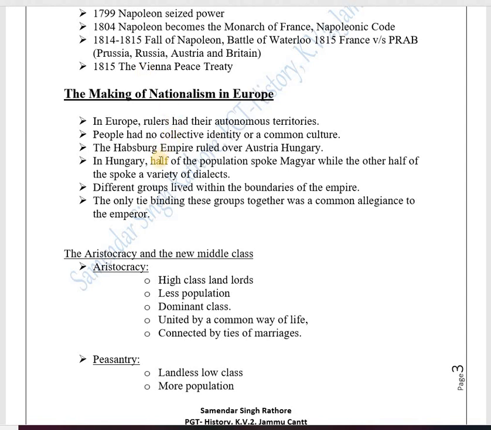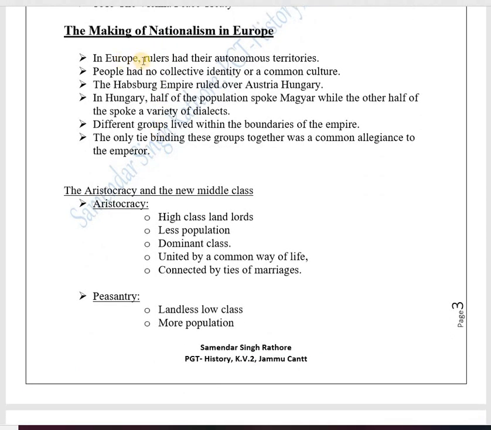Now coming to the notes, first point. In Europe, rulers had their autonomous territories. Autonomous means the territory was not controlled and it was huge. People had no collective identity as a common culture. This means that the people did not share any collective identity, but they were under one empire, that is all.